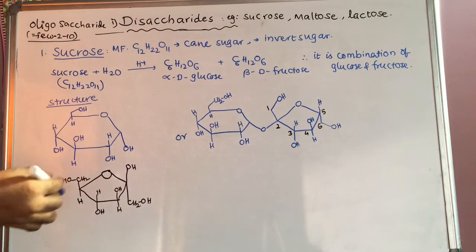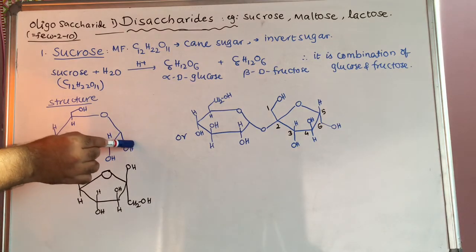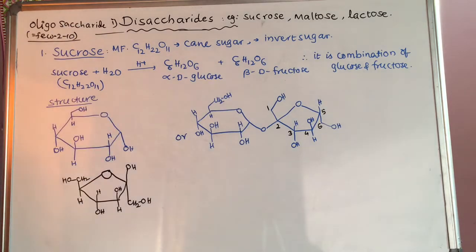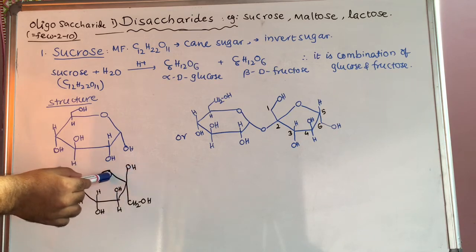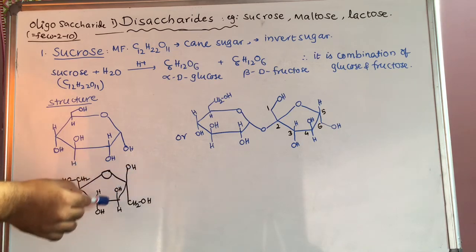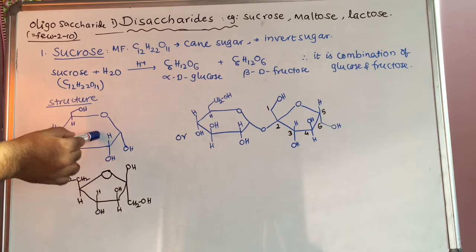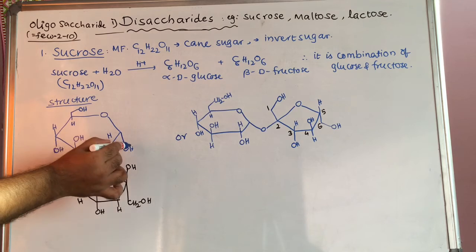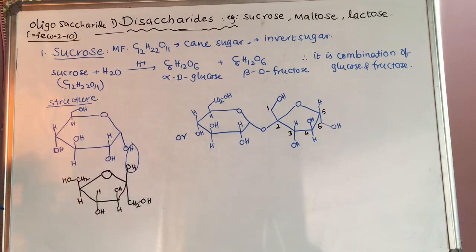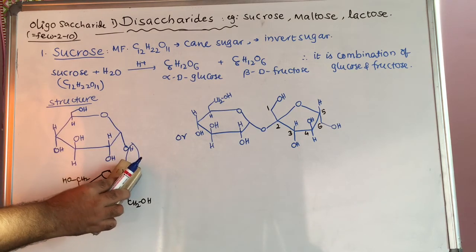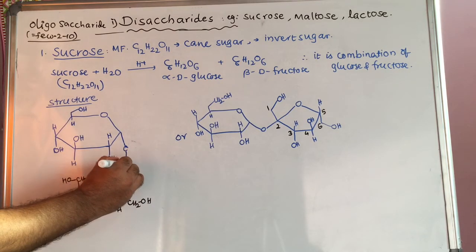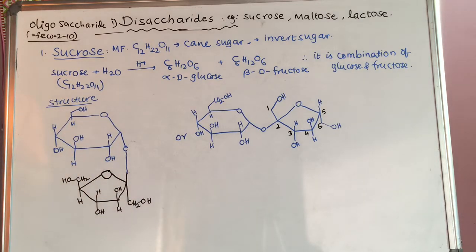What does alpha mean? The OH group is opposite to the cyclic oxygen. And beta means the OH is on the same side as the cyclic oxygen. So this is beta D fructose, and this is alpha D glucose. Now these two lose a water molecule and form a glycosidic bond. We already discussed the glycosidic bond. What is a glycosidic bond? Acetal formation is known as a glycosidic bond.